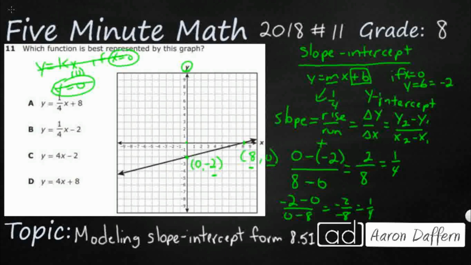So that's my m. m is 1/4. So I'm looking at y equals mx, 1/4 x, plus b. In this case, we're going to do a -2. It's okay for that plus b to end up being negative. So we have a slight positive slope there, and our answer here is B.